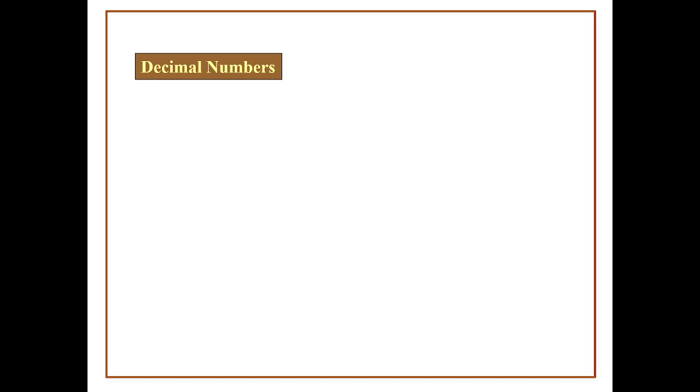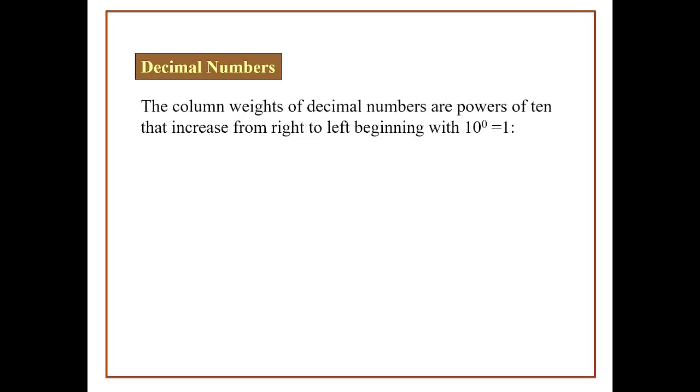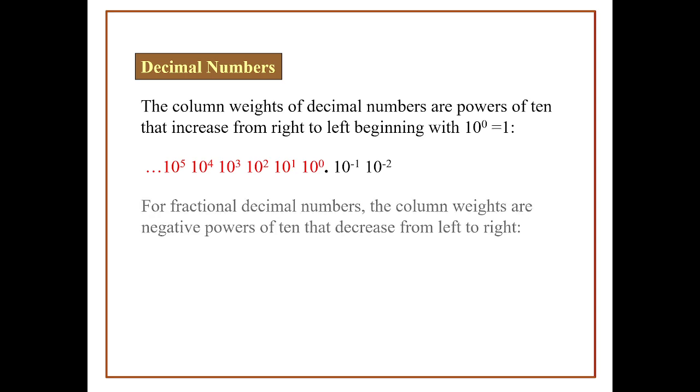Okay. So decimal numbers. The column weights of decimal numbers are powers of 10 that increase from right to left, beginning with 10 to the power 0 equals 1. So we have 10 to the power 5, 10 to the power 4, 10 to the power 3, up to 10 to the power 0. Then for fractional decimal numbers, the column weights are negative powers of 10 that decrease from left to right. So you can see 10 to the power negative 1, 10 to the power negative 2, 10 to the power negative 3, and 10 to the power negative 4.